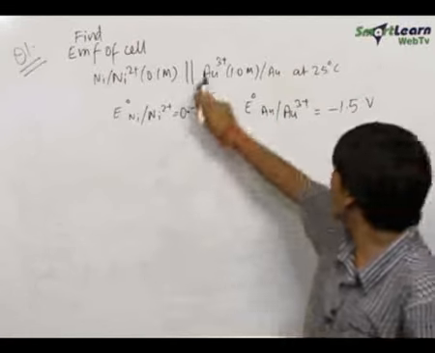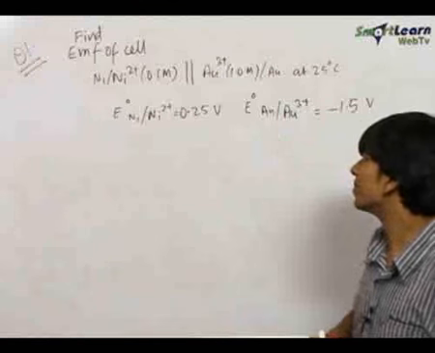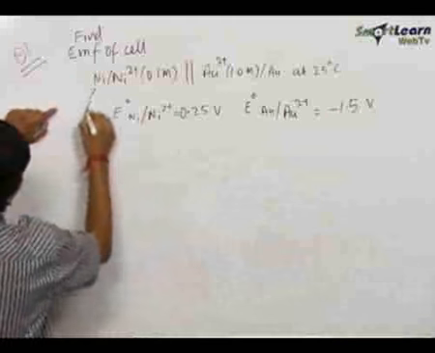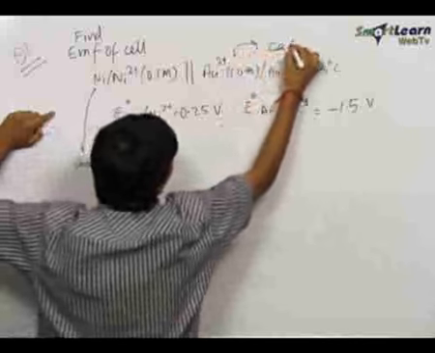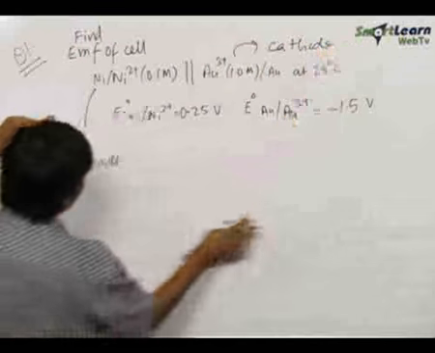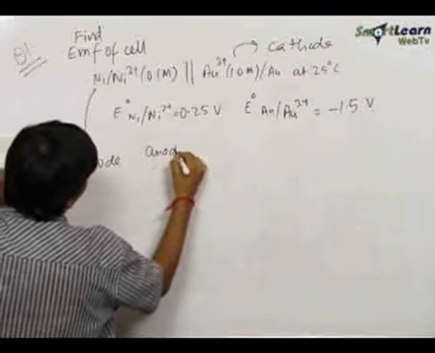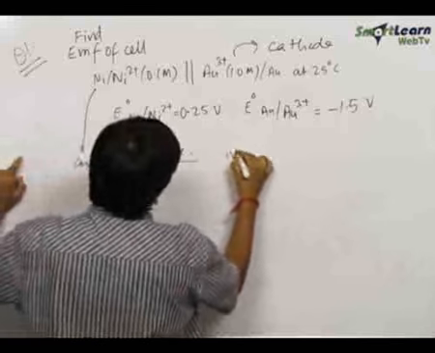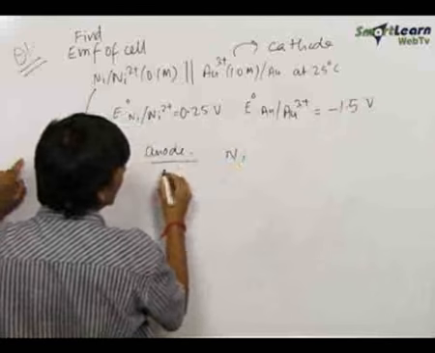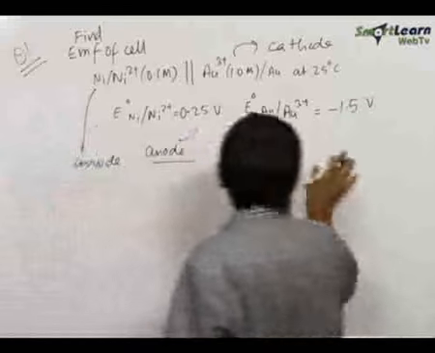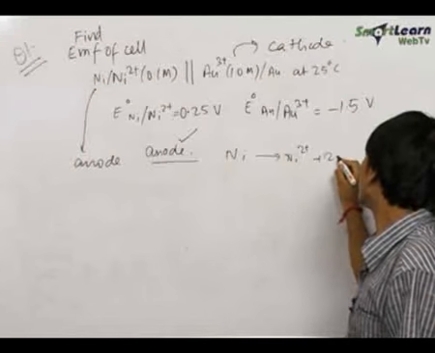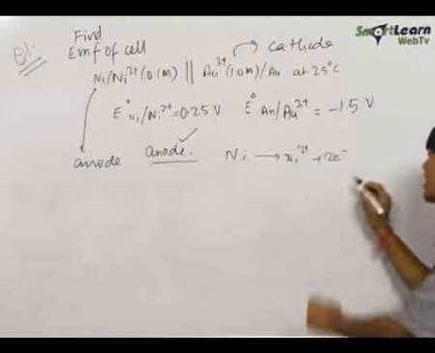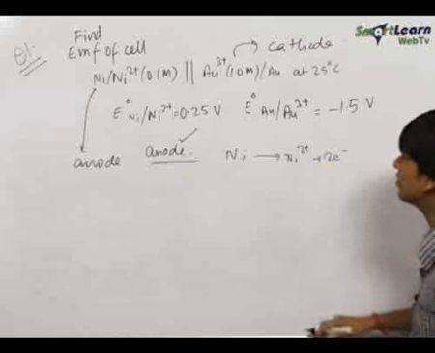We need to find out the EMF of this cell at 25 degrees Celsius. This is the anode in this cell and this is the cathode. So always for these type of questions, first write the equation at the anode. At anode always oxidation takes place. So this goes to Ni2+ plus 2 electrons. In an oxidation reaction, electrons are released from the system.